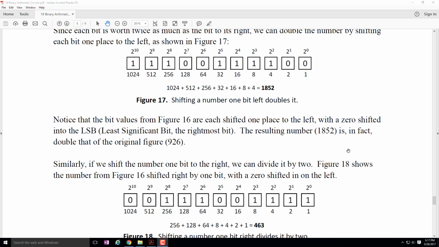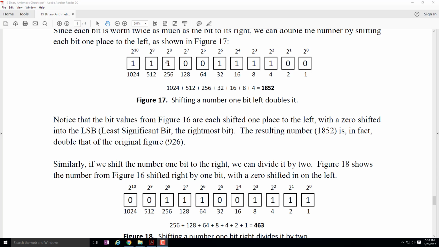I'm just showing you here in figures 16, 17, and 18 shifting it one place to the left or right, but you can shift it any number of places to the left or right. Now you have to be careful, because if I shifted this number one more place to the left, I would lose this 1. That 1 would fall off the left edge of this number, and that's not going to give you the correct answer. So you have to be very careful about overflow if you're multiplying a number by a factor of 2.